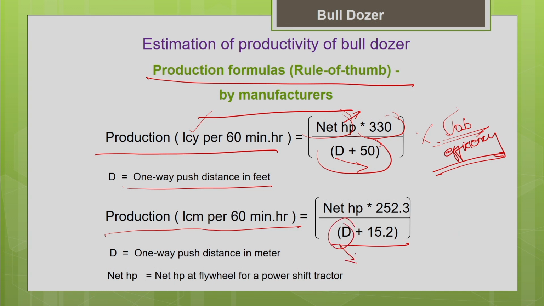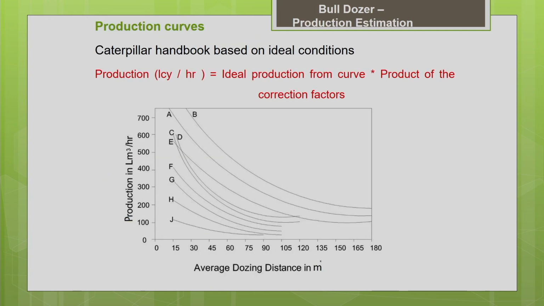Here the dozing distance is given in meters. Here, one way push distance in meter. The final production value is in loose cubic meter. So, these are just approximate thumb rules to approximately estimate the productivity. So, there is also another approach to determine the productivity.